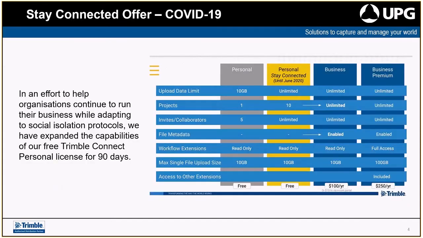Currently, Trimble are offering for the Trimble Connect cloud unlimited data storage, and also 10 projects, and we'll get into what the project structure looks like in a minute, as well as a number of invitees and so forth, and that's valid until June 2020. That's part of Trimble's COVID-19 strategy to help businesses stay connected whilst everybody's working from home, or surveyors are doing their field work and not coming into the office, or vice versa.